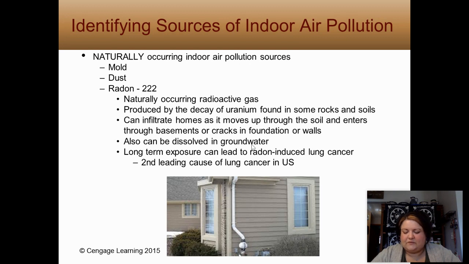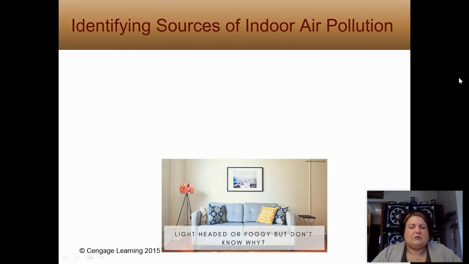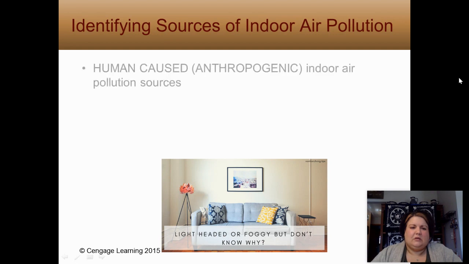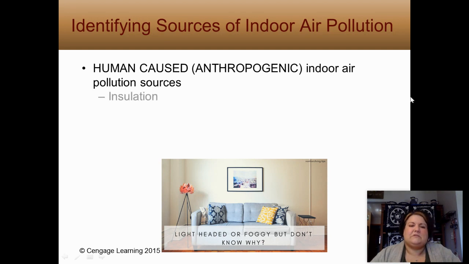So again, Brookfield and Elm Grove have been identified by the EPA as high risk areas. Okay, so that's radon. The reason we have issues with it is just because of the natural geology of our area. So that should answer everything for number 12. If you could flip back to number 11, let's now talk about some anthropogenic or human-caused indoor air pollution sources. Okay, so one of them is insulation.